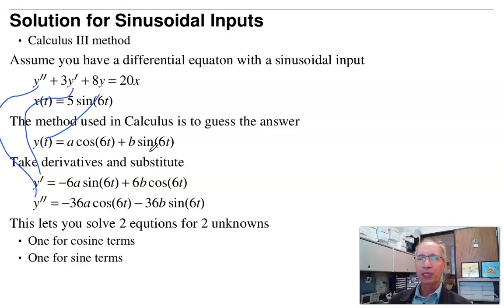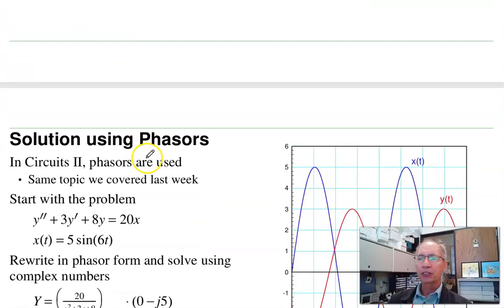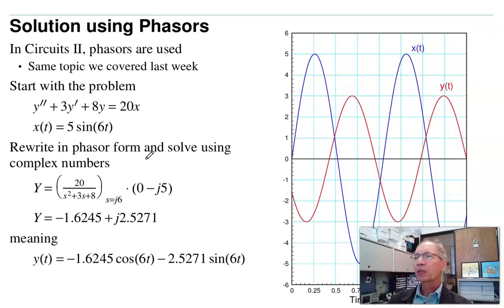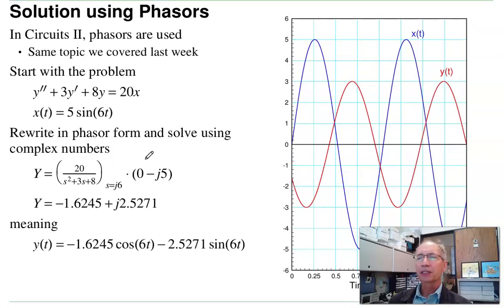Now that's about a 20-minute solution, kind of a painful way to do it. There is an easier way to do it. That's covered in Circuits 2. What we covered last week in this class. That's using phasors. Phasors is a way to represent sine waves using complex numbers. The advantage is you turn calculus into algebra, but it's algebra with complex numbers.